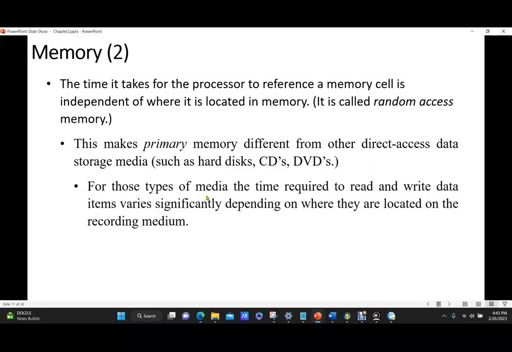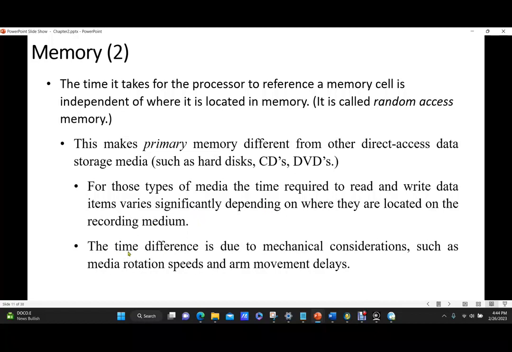For those kinds of media, the time that it takes to read and or write data items depends a lot on where they happen to be located on the storage. The time difference is due to mechanical considerations: how fast it's rotating, how long it takes to move an arm from one location to another.